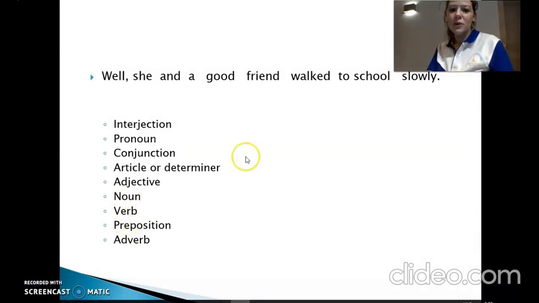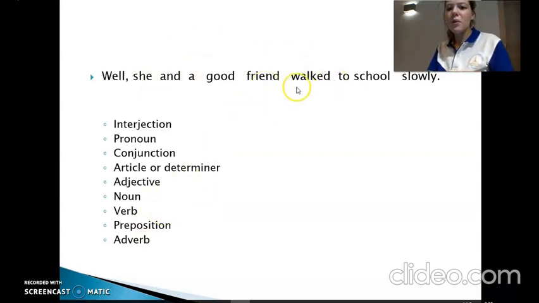And then we have the verb. So in this case, walked is the verb. So it changes compared to what the subject is. So she and a good friend is the subject, and your verb changes to the tense that you use it in and the people that you use it for.